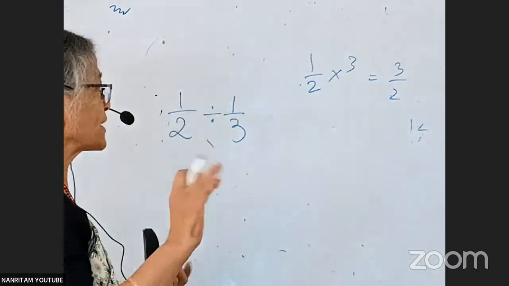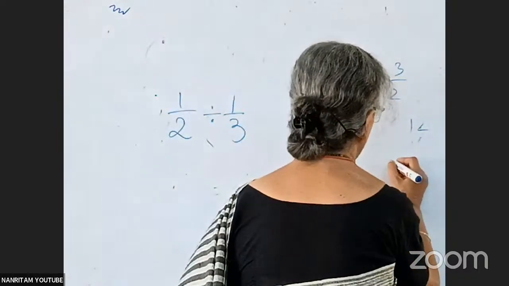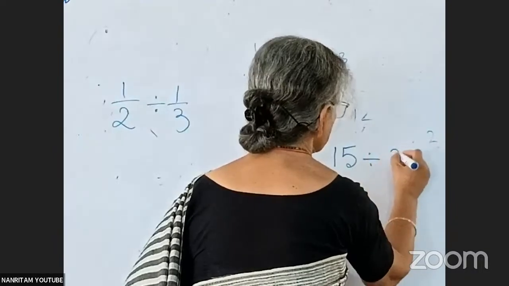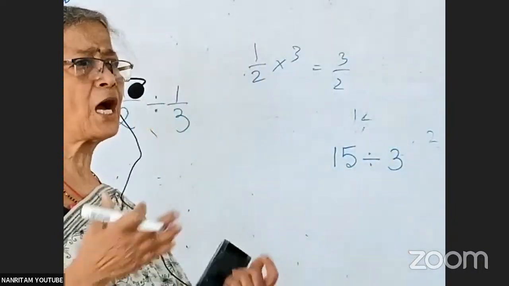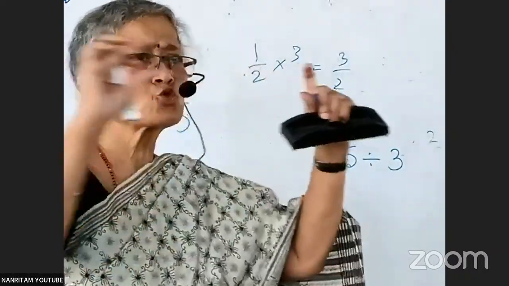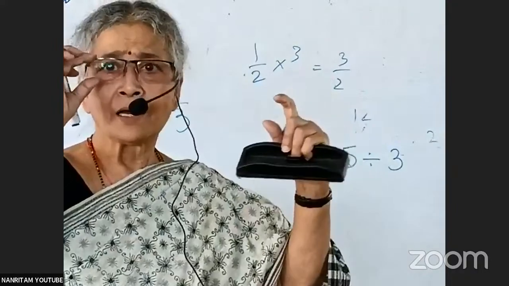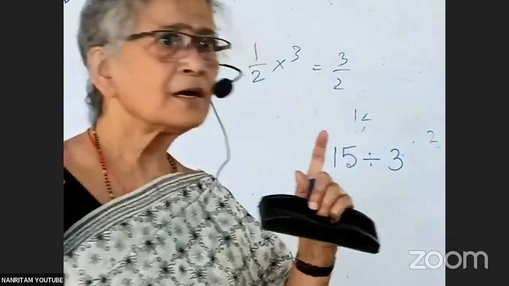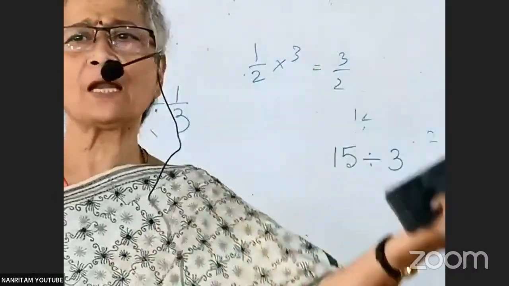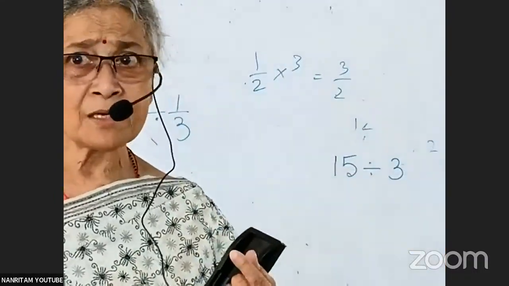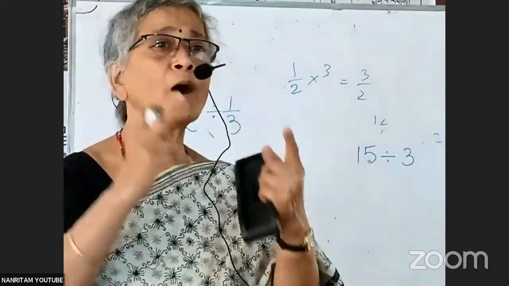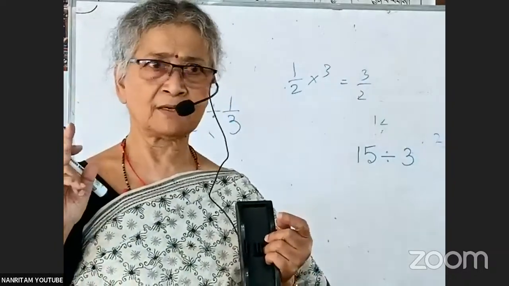If you are going into fractions, suppose I ask you to give a statement for 15 divided by 3. How will you say it? What story will you make? 15 copies divided among 3 children. Each one, if you divide 15 copies among 3 children, what will each one get?